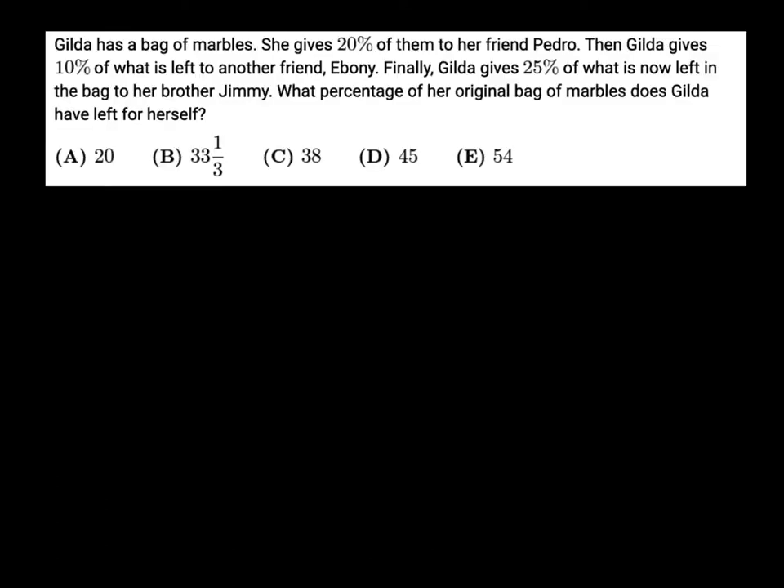Gilda has a bag of marbles. She gives 20% of them to her friend Pedro. Then Gilda gives 10% of what's left to another friend, Ebony. Finally, Gilda gives 25% of what is now left in the bag to her brother Jimmy. What percent of her original bag of marbles does Gilda have left for herself?